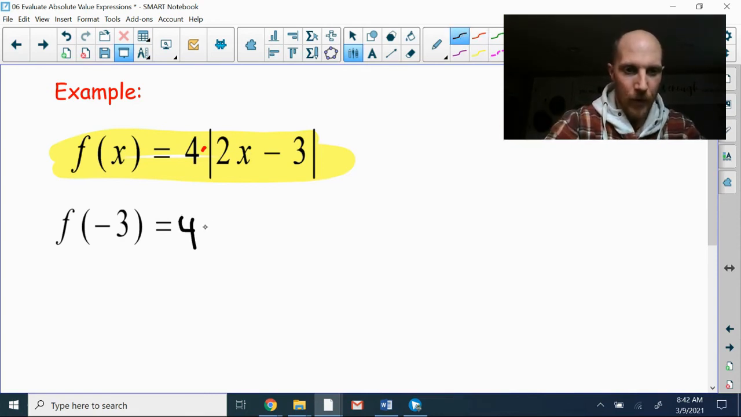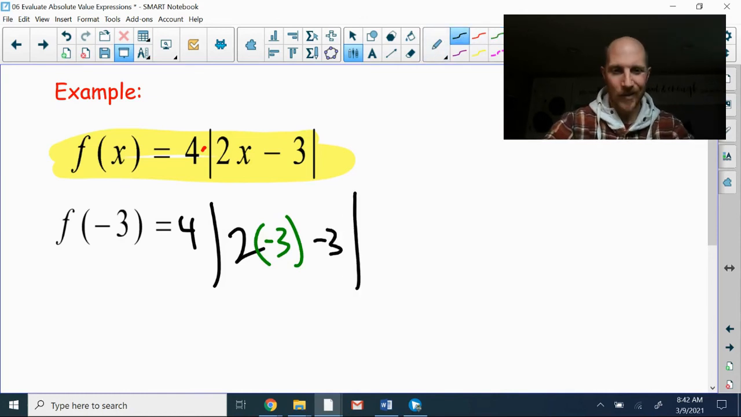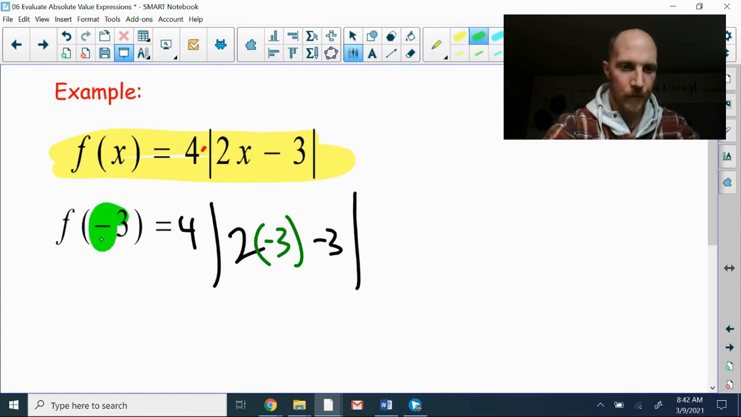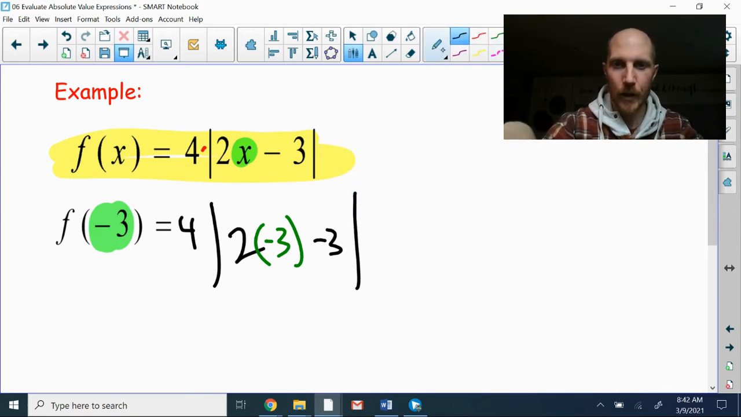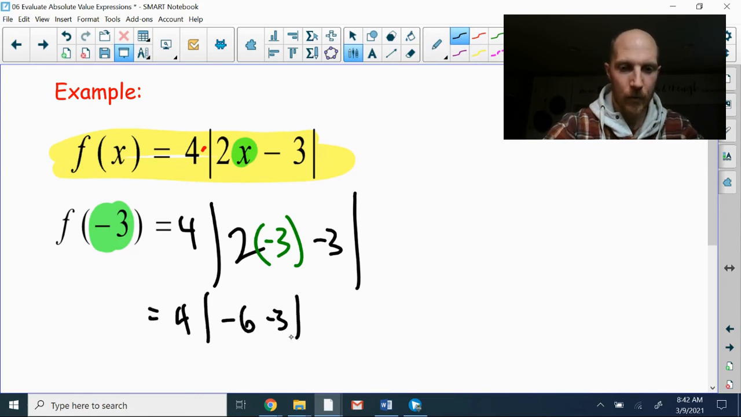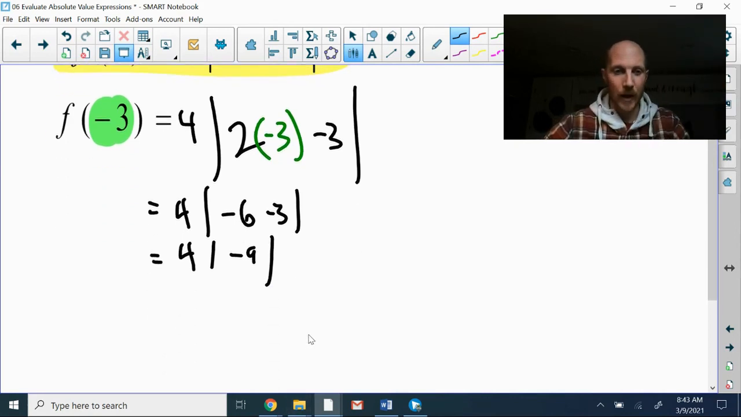So this is going to look like 4 multiplied by the absolute value of 2 times -3, subtract 3. Okay, so we're going to start inside the absolute value symbol. So 2 multiplied by -3, that is -6. Then subtract the 3. So -6 minus 3 is -9. Okay, at this point, I have to do the absolute value of -9.